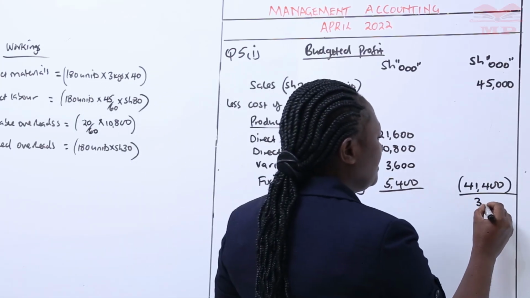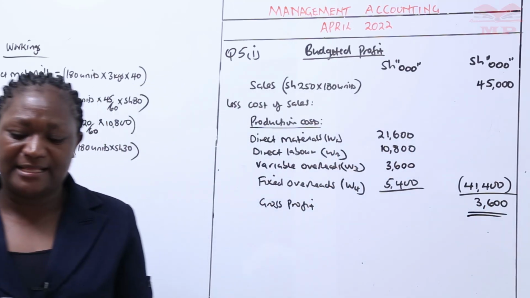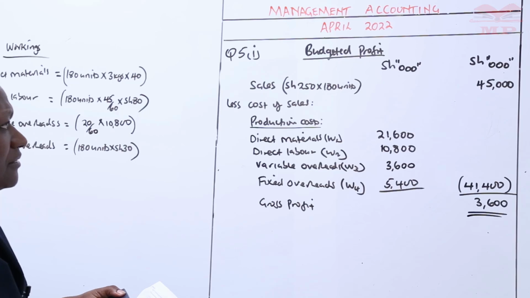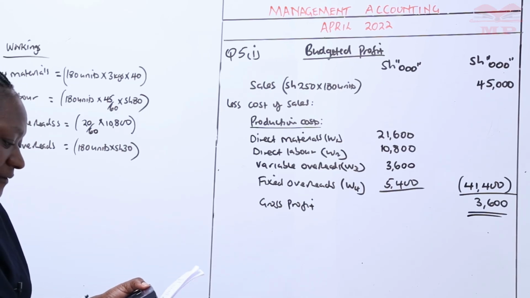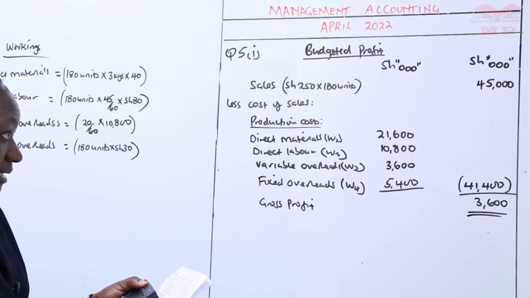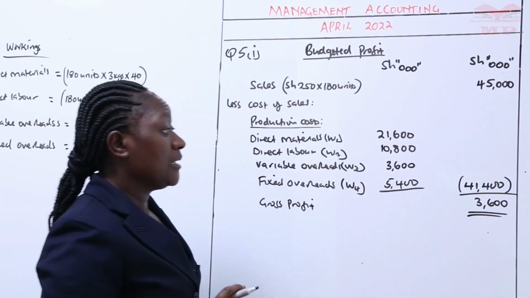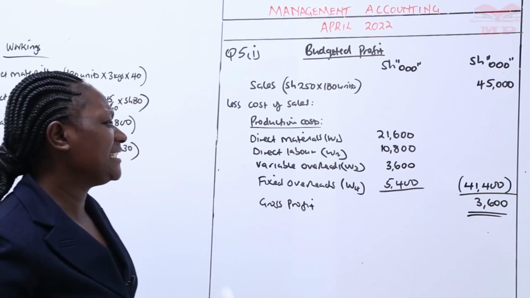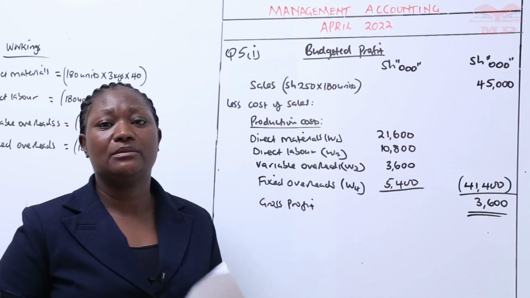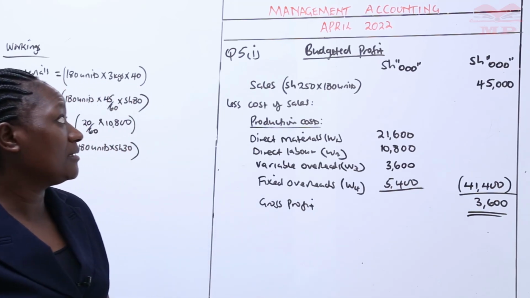of 3,600. So since there were, is it 4,000, 41,000? 45,000 minus 41,400. Yes, it gives us 3,600. So since there are no expenses, the gross or the budgeted profit for this company will be 3,600. That's the number 1 reading of that question.